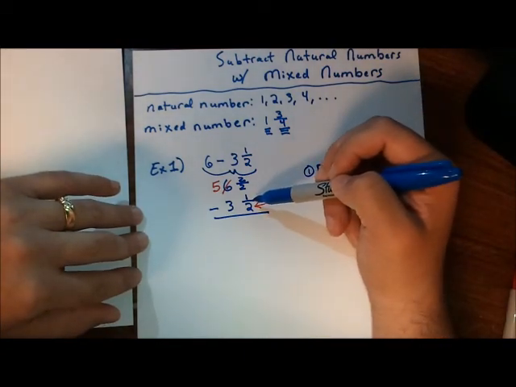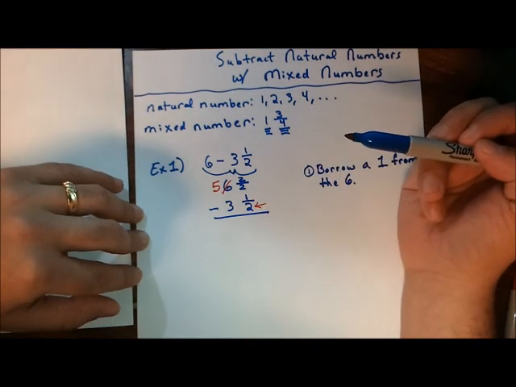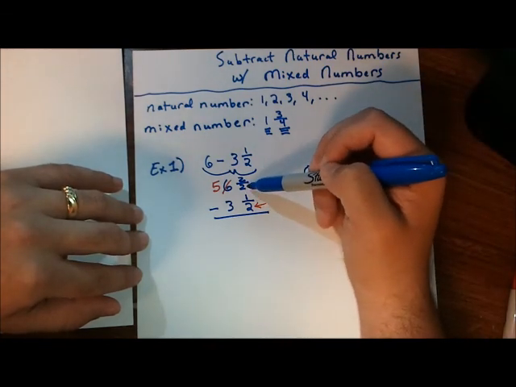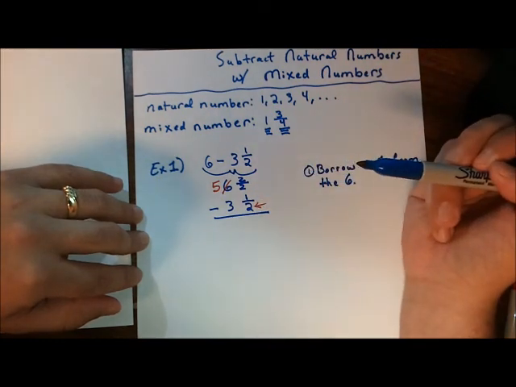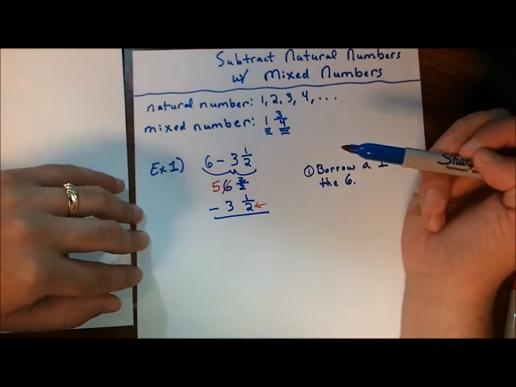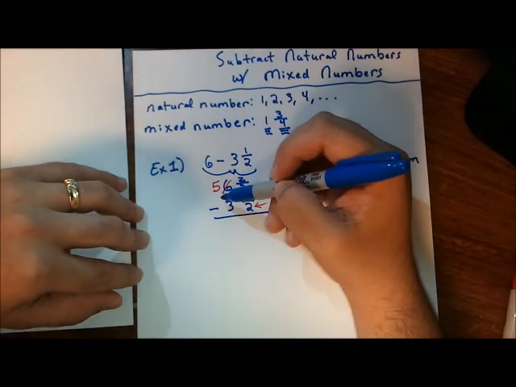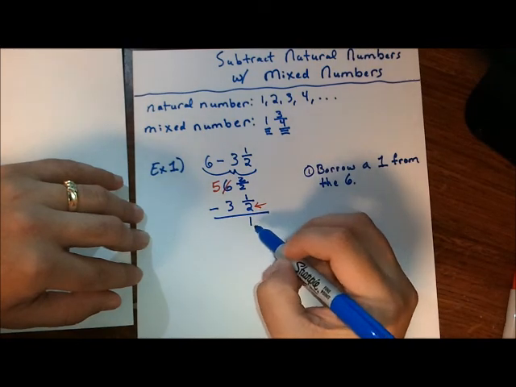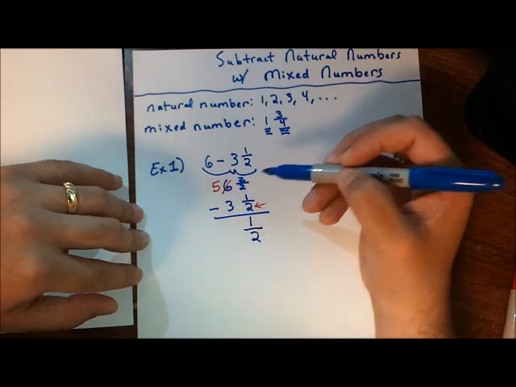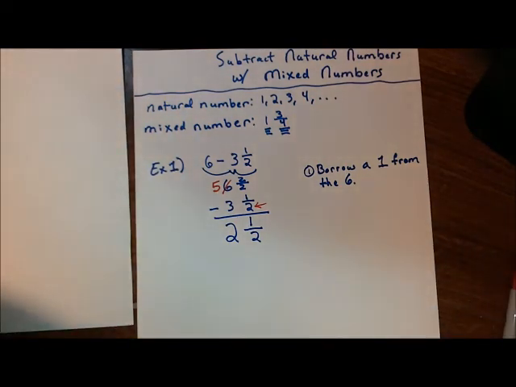So can we take away from these two fractions? Yes. Why? Because our denominators are the same. And remember, we can only add or subtract fractions if the denominators are the same. In this case, both denominators are 2, so we will be able to subtract. Now, the second thing to notice is, can we take away 1 from 2? Yes. If you have 2 apples and I want 1 apple, you will be able to give me that 1 apple. So 2 minus 1 is 1, and our denominator stays the same. 5 minus 3 is 2. So now our new answer is going to be 2 1/2.